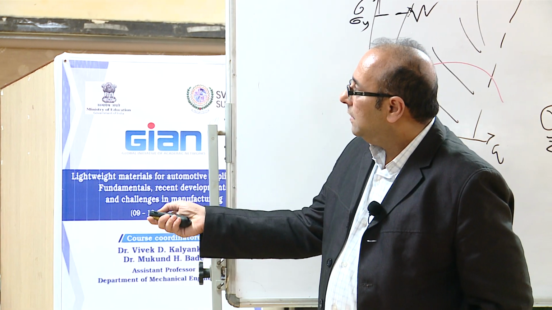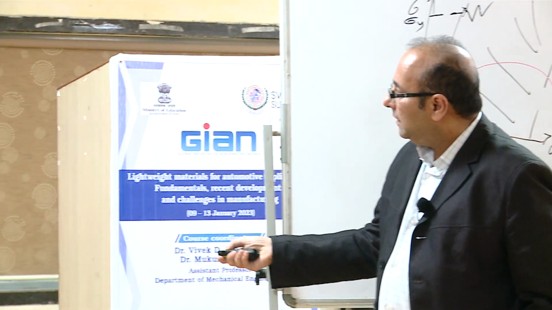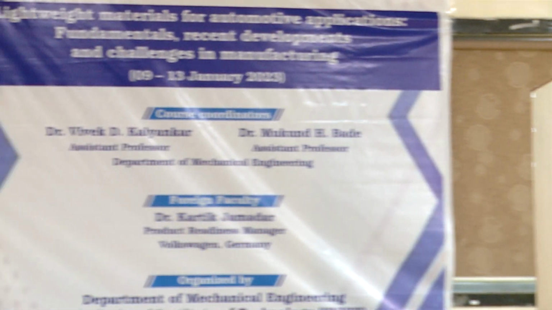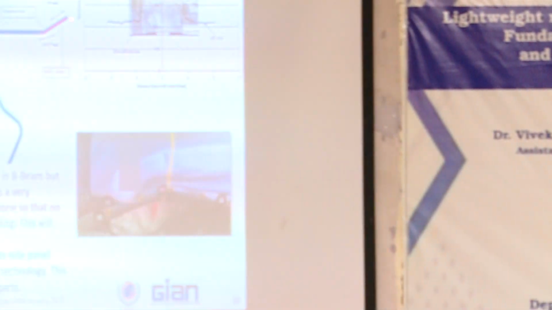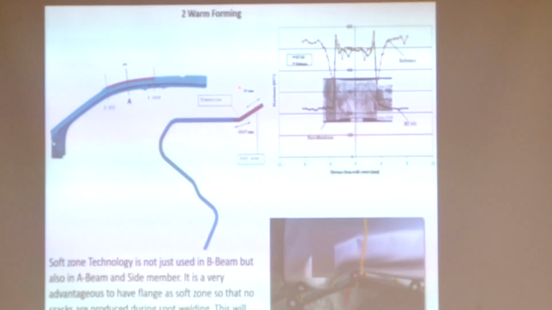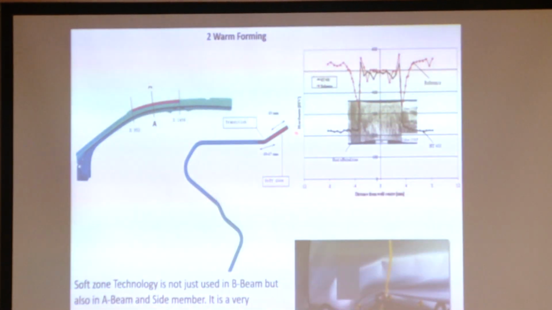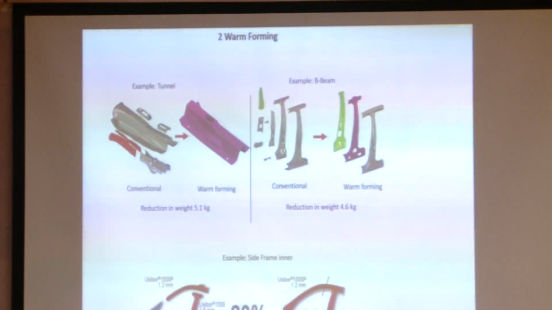So you can see what is done basically in this area: we are not allowing the heat to go to oxidizing temperature, and that's why we can easily do the spot welding of the part.